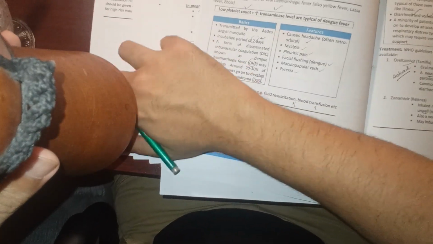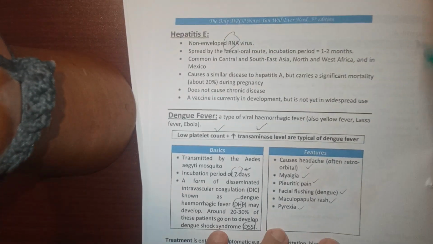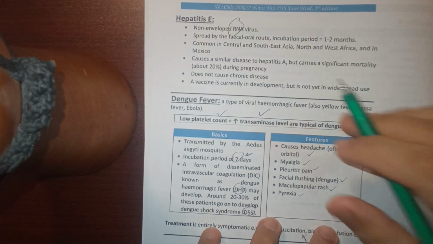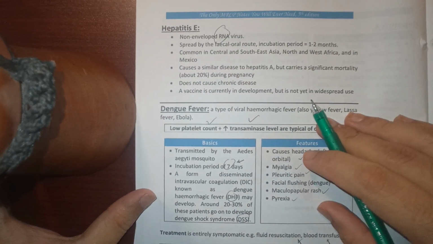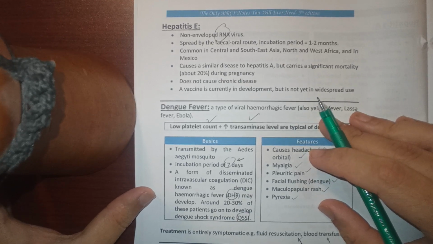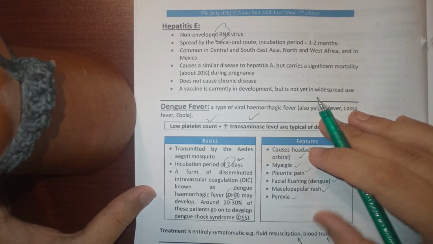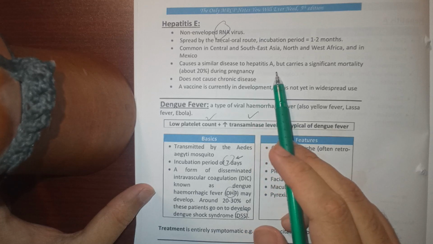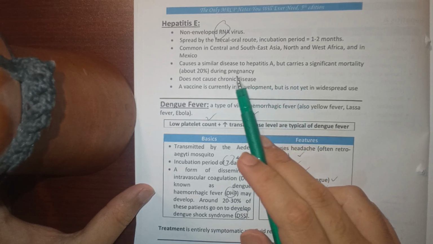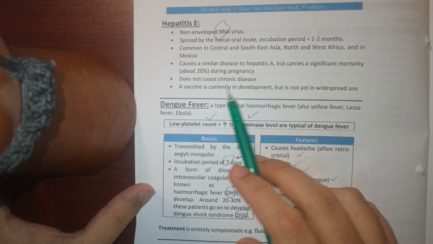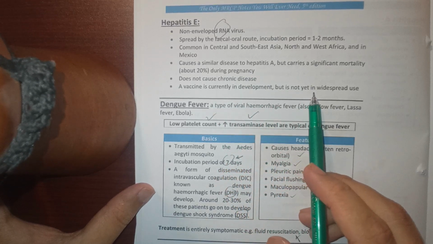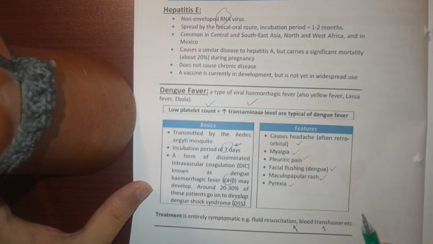Okay, next will be hepatitis E. It's a non-enveloped RNA virus spread by the fecal oral route. The incubation period is 1 to 2 months, and it is common in Central and Southeast Asia, North and West Africa, and Mexico as well. It causes similar disease to hepatitis A but carries a significant mortality, about 20% during pregnancy. It does not cause chronic disease. The vaccine is currently in development but it's not yet in widespread use.